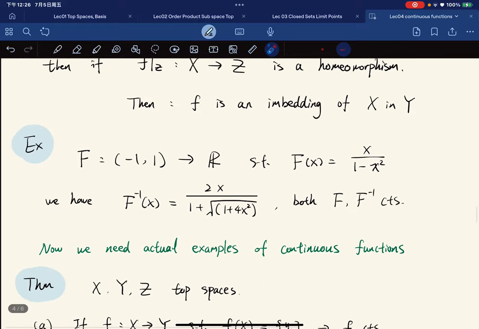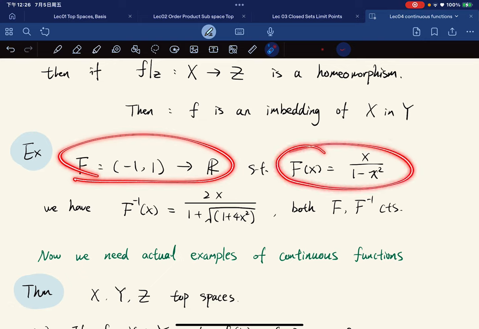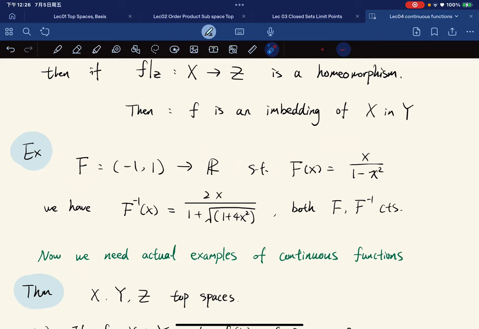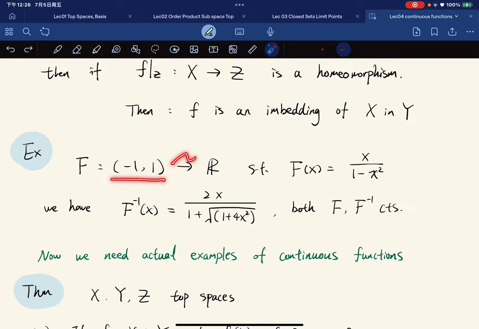So some examples of homeomorphisms. For the function f(x) equal to x over 1 minus x squared, we have the inverse equal to this, and both f and f inverse are continuous. So (-1, 1) is homeomorphic with R. Okay?